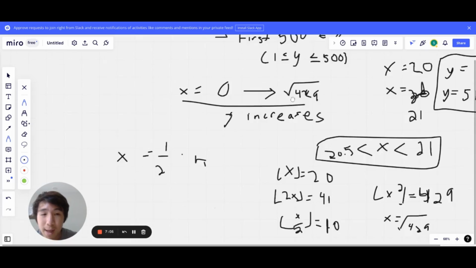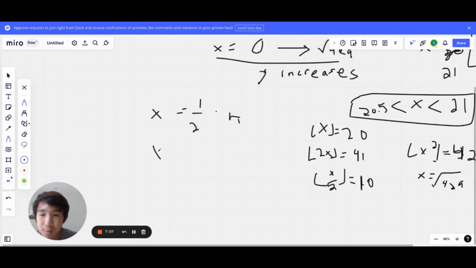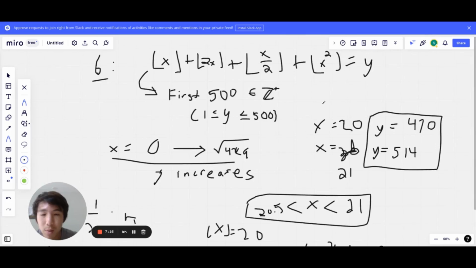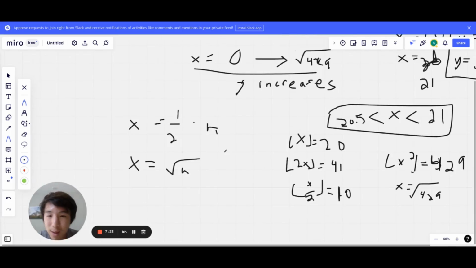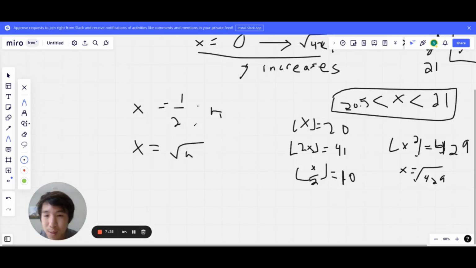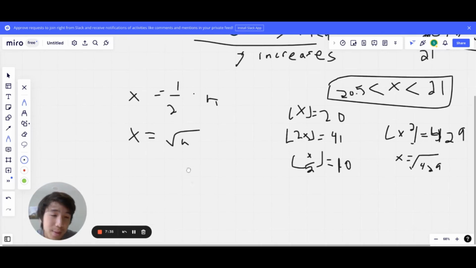And when x is a square root, then the x squared term will increase, because that's when the x squared term hits a new value. The overlap of this is when both of these are actually integers. So when 1/2 times n is an integer and root of n is an integer, then these two will quote unquote collide. So the easiest way for us to handle this is to only count the integers once.